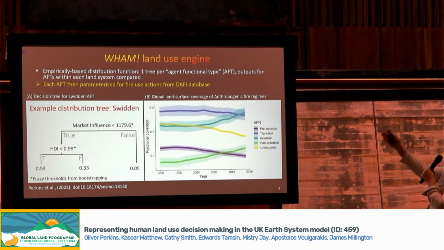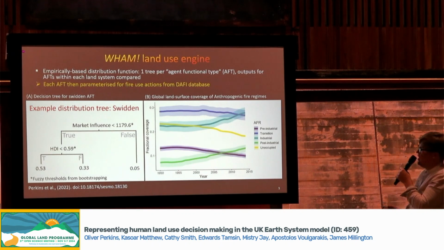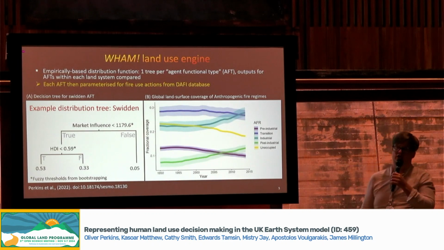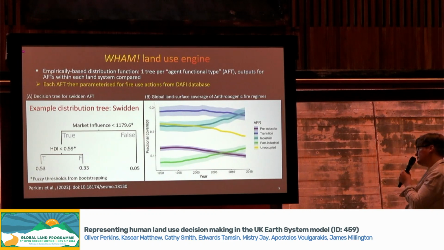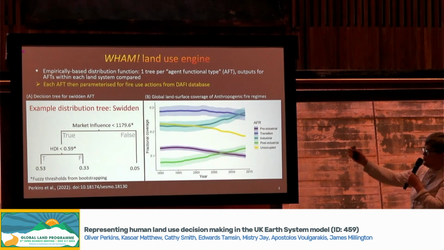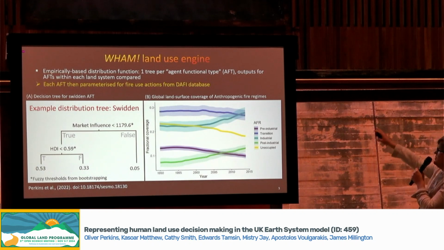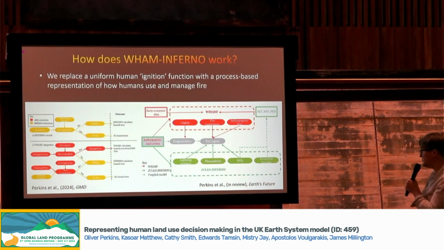So here you've got one example of a decision tree for the shifting cultivation, or SWIDDEN, agent functional type, and we basically use the data in our database to build the classifier, and we then bootstrapped the thresholds to give them a numeric distribution, and then we just sum them and divide by the total to give you a pixel fraction of each agent functional type. And you can see the outputs on the right hand side with these uncertainties coming from the bootstrap numerical distributions.